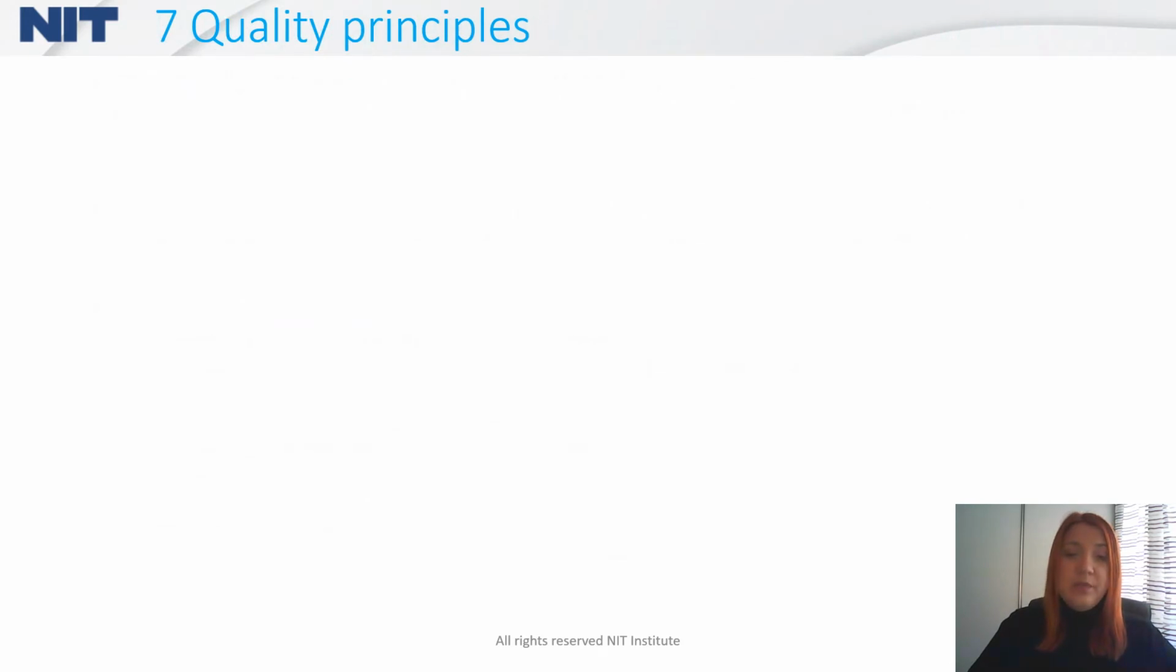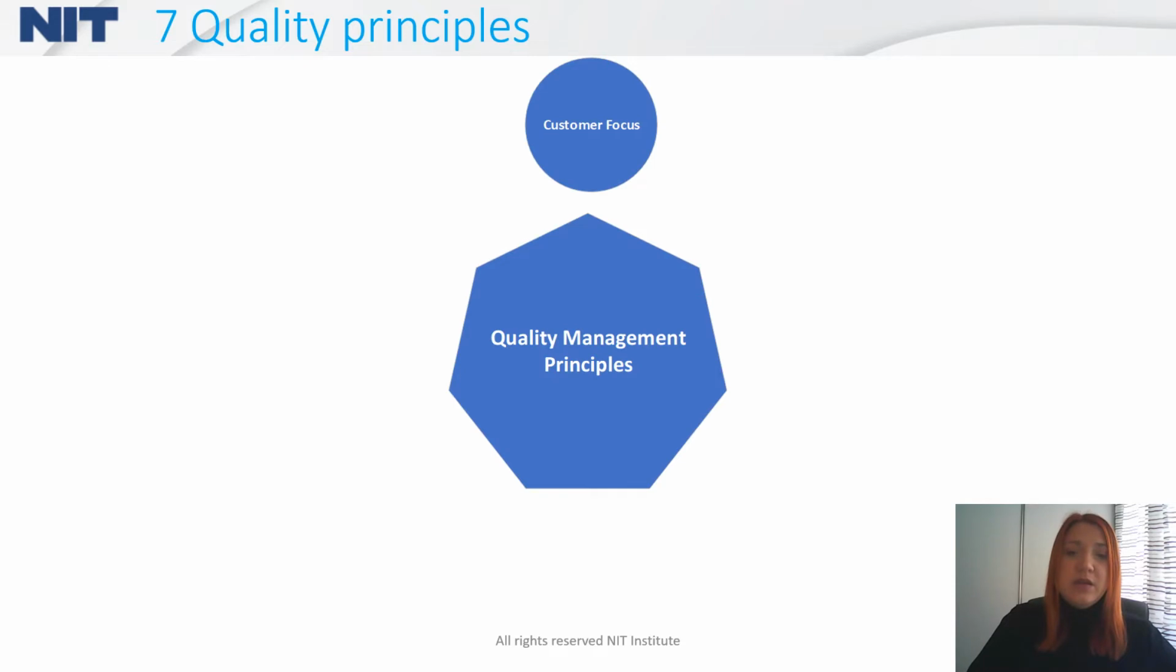Now we will talk about the 7 quality principles which are defined in the quality management system. The first quality principle is that we need to have customer focus. The first principle states that an organization must have customers at heart when they design products and services. It also requires companies to ensure that all employees work together towards achieving this goal.